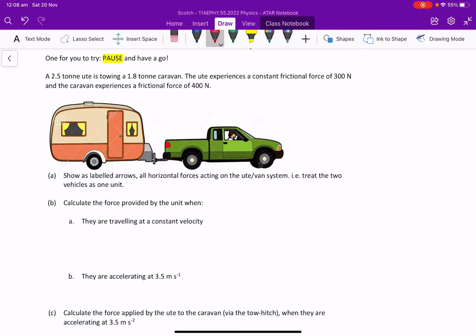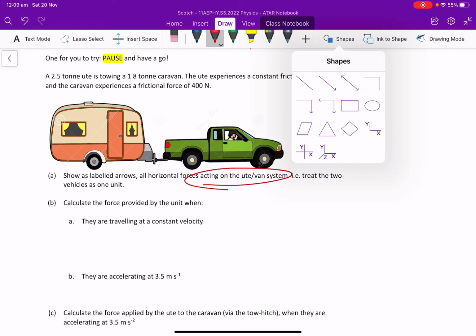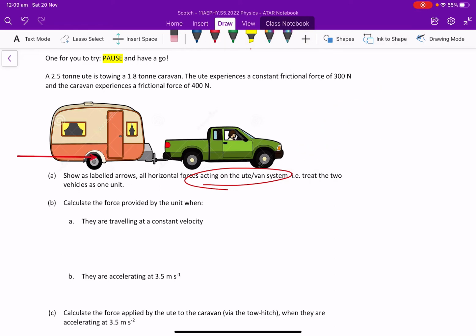How'd you go? Okay, so a 2.5 tonne ute is towing a 1.8 tonne caravan. The ute experiences a constant frictional force of 300 and the caravan experiences a frictional force of 400. Show labelled arrows for the horizontal forces acting on the system. Now, the word system is important here. Okay, the ute van system. So the total force of friction is 700 newtons. So I'm simply going to do this, guys. I'm going to pick up an arrow and just have one dirty great big arrow, pull it.